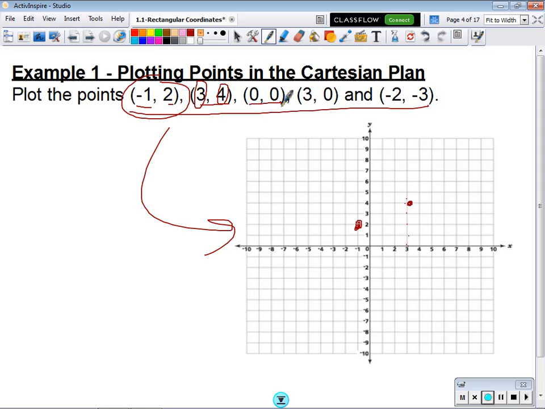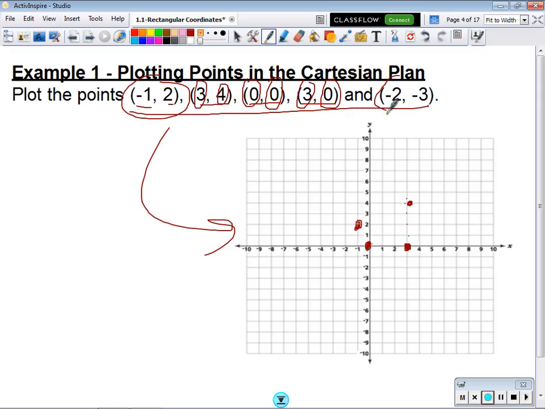Then I have the point (0, 0). So 0 as a first coordinate means don't go left or right. 0 as a second coordinate means do not go up or down. That's just the origin, and those are the coordinates of the origin, (0, 0). Next point, (3, 0). Since the first coordinate's positive, I'm going to go 3 to the right. And then once again, since that second coordinate's 0, that's telling me not to go up or down at all. So I have a point right there on the x-axis.